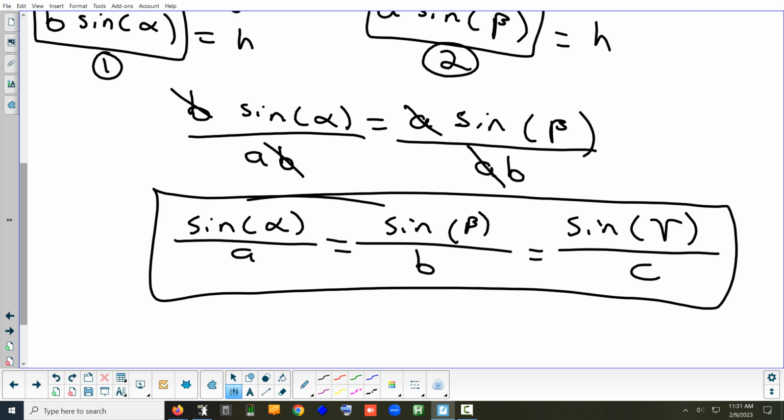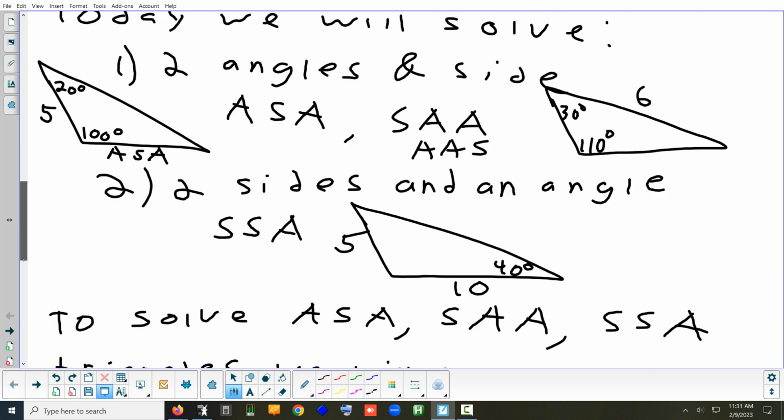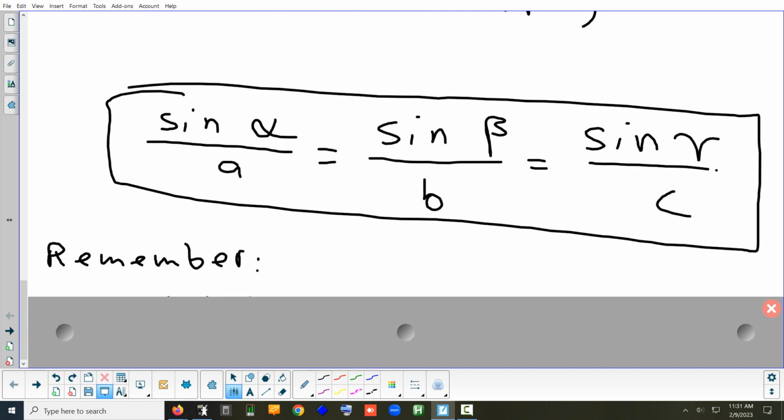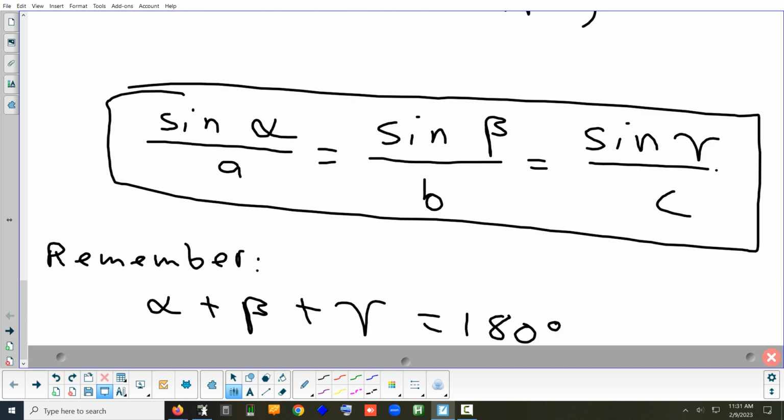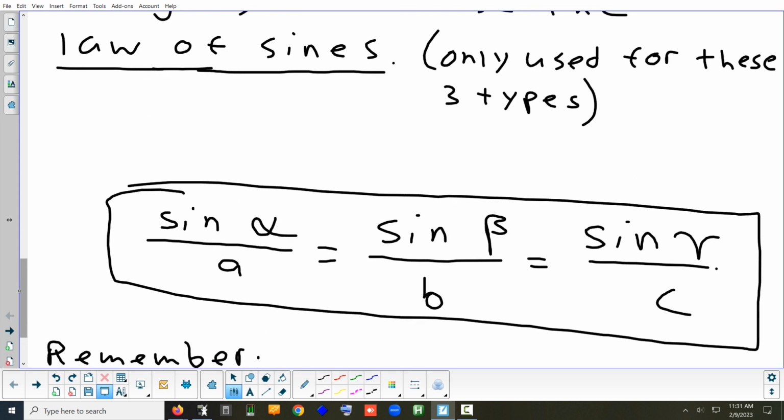It has three parts to it. You never use all three at the same time. You use two parts at a time. So we may end up using the first two parts in a question. We might use the last two parts, or we might use the first part and the last part. But the idea is every time you do a law of sines problem, it's going to look like this.